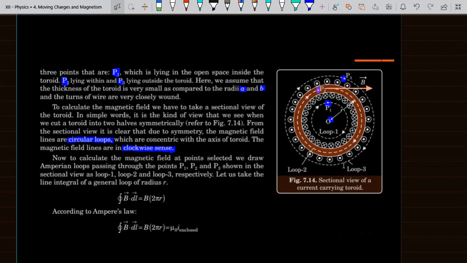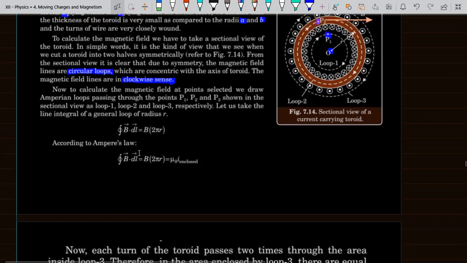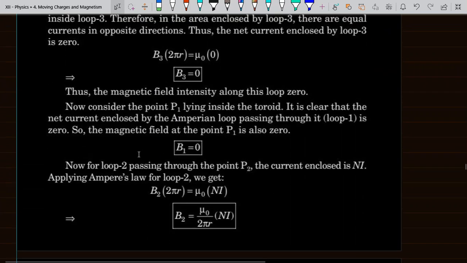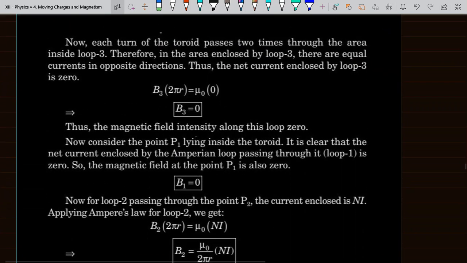यहाँ पे जो arrow दिया है that doesn't make sense. Means ये जो magnetic field lines are in clockwise sense, that is general. That is not specific to the outer ring. Outer ring में तो वो cut हो जाएगा. Just like your coaxial cable. You remember coaxial cable में भी वही था. अभी हमने देखा. So magnetic field intensity along this loop is 0.